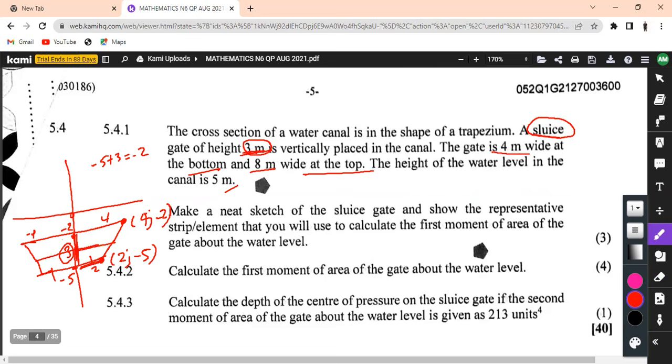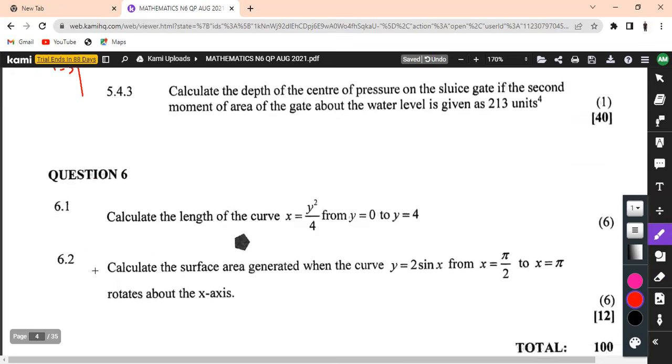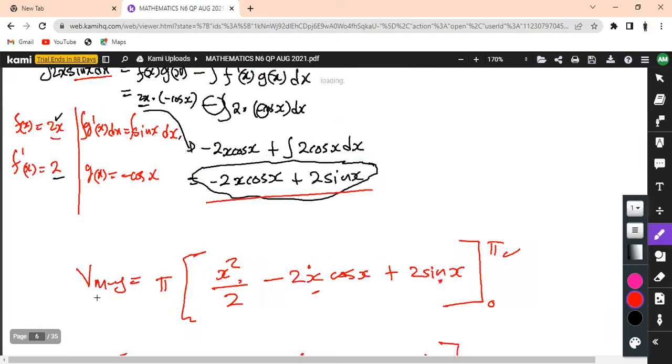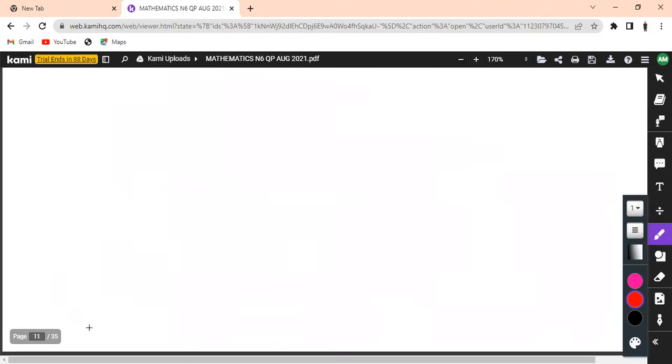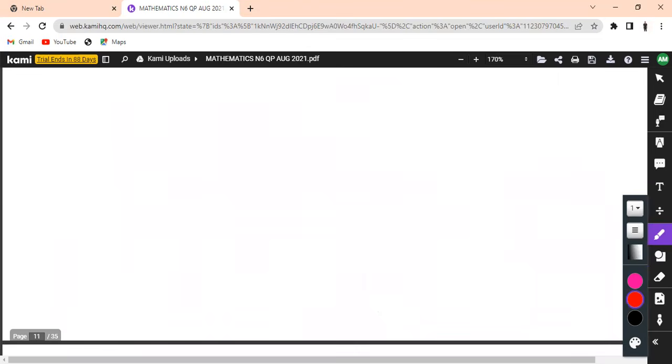Your representative strip and so forth. Here I'm using it below the x-axis. So our x-axis is our water level in this case. Okay, so that's what we had, guys. We just did this sketch. So take note when you're attempting these questions, guys. We had something of this nature on our sketch.